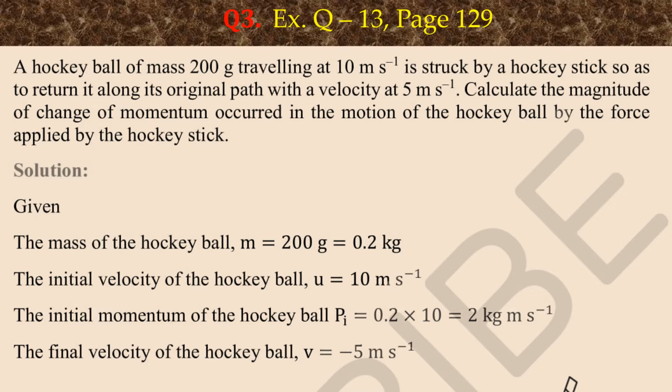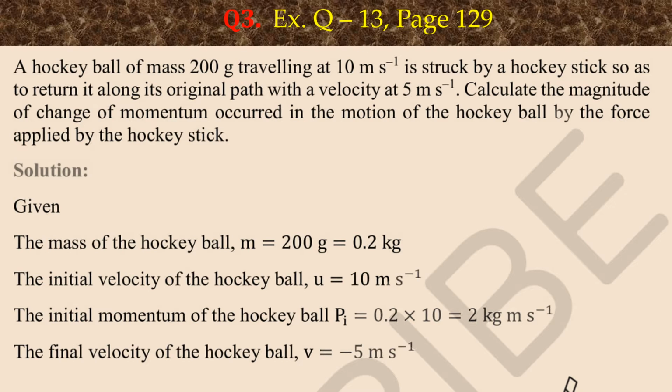And the initial velocity of the ball is given, u equals 10 meter per second. So we can calculate the initial momentum of the hockey ball, because we have to find the change in momentum. Change in momentum means it is the final momentum minus the initial momentum. So here we will first calculate the initial momentum. Initial momentum is equal to mass into initial velocity. So mass is 0.2 into initial velocity 10, that is equal to 2 kilogram meter per second.